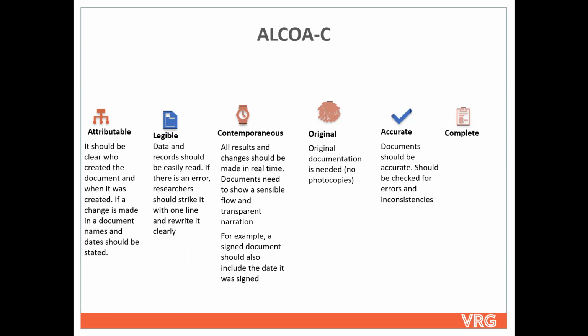Contemporaneous, it should again be done in real time. No retrospective data entry. Original, meaning it should be the original document, not a photocopy, because those can be manipulated or changed. And it should be accurate. The data that is being documented needs to be accurate and correct. It should be checked for errors and inconsistencies, especially with electronic medical records. You can see that some things get automatically carried over, like medications that they're no longer on, and that needs to be corrected. And finally, it should be complete. So it should provide a complete picture of the participant's life in the trial.